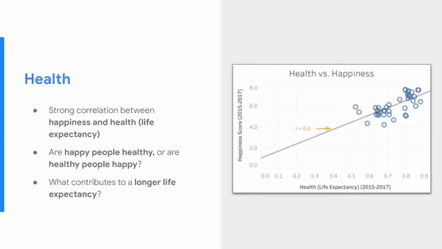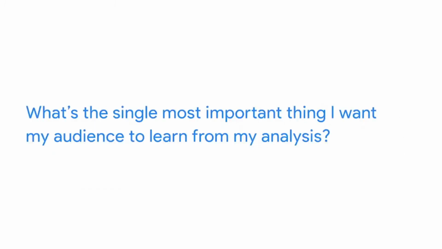When you include visuals on a slide, try not to share too many details all at once. Choose just the data points that support your points, especially your key message. I like to ask myself, what's the single most important thing I want my audience to learn from my analysis? That helps me decide which visuals will be most likely to get the point across.